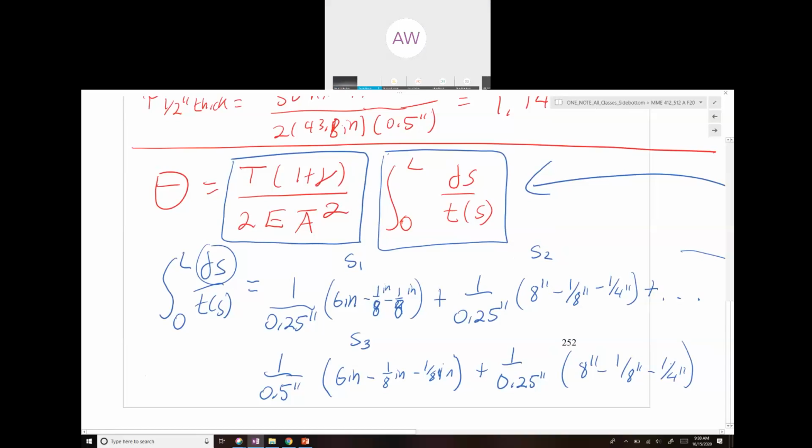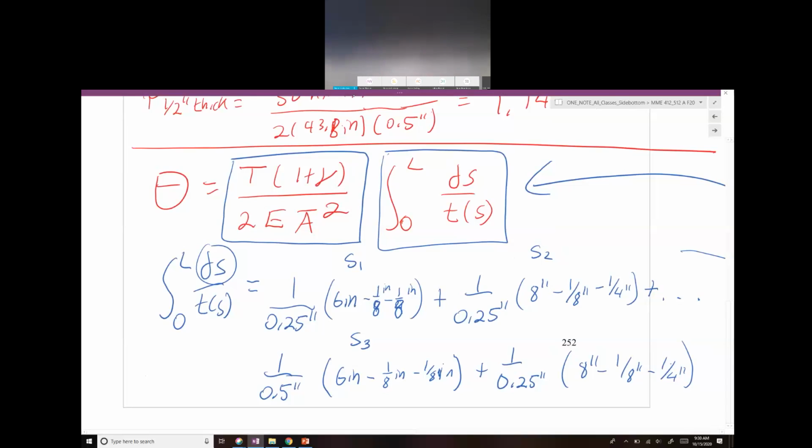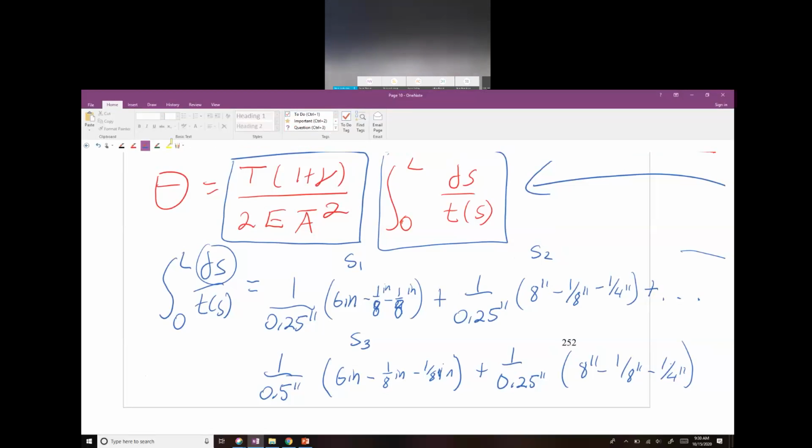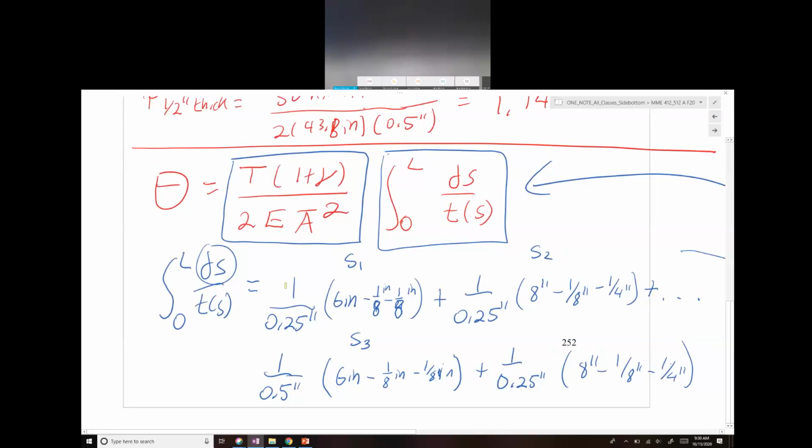Yes. Why do we pull the constant length and then make it the inverse, like the 1 over 0.25 and the 1 over 0.5? So just for the people in class can understand. So you're asking about this term here. Why is it like a divided by 1 over t, by the thickness? Correct. Okay.